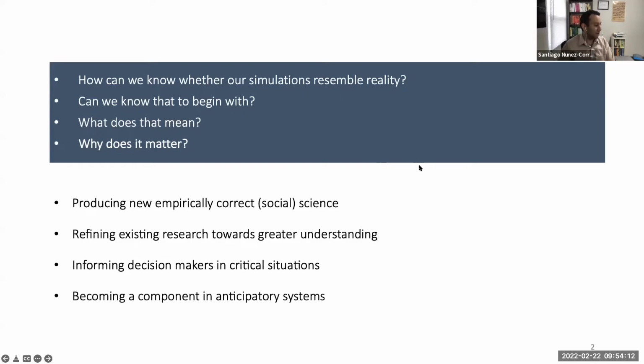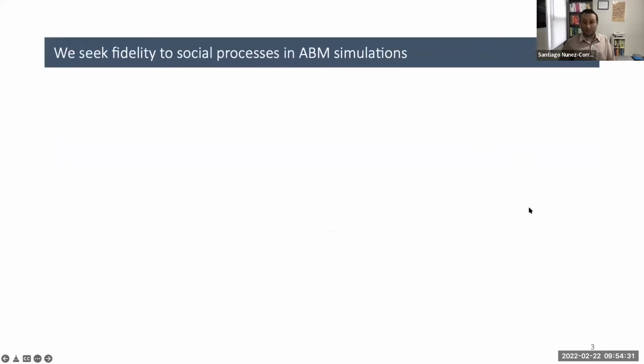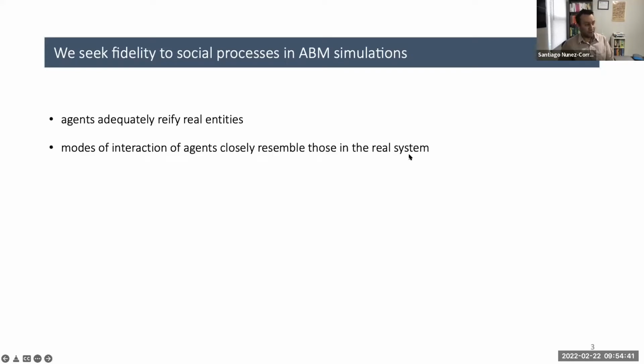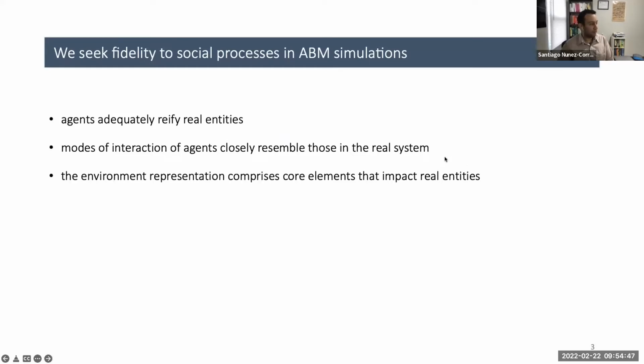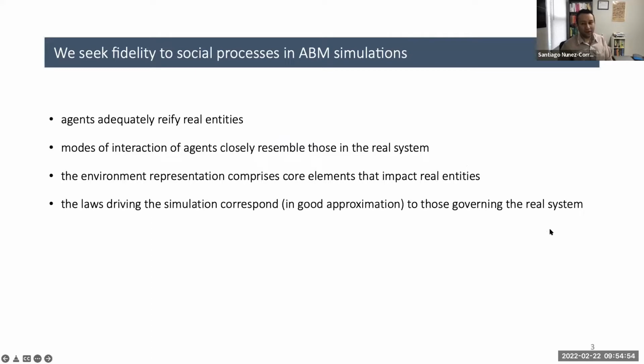Finally, we want those models to become a component in anticipatory systems. One of the things that COVID has shown us, I believe, is that we need to have some sort of mechanism, not only to reactively attend to crises, but to prevent them in the first place. So this is called fidelity to social processes or to natural processes. It means that agents adequately reify real entities. We have good representations. The modes of interactions of agents closely resemble those in the real system. We don't have bogus or strenuous interactions. The environment representation has the core elements that impact the real entities, and the laws that drive the simulation are in a good approximation corresponding to those of the real system.